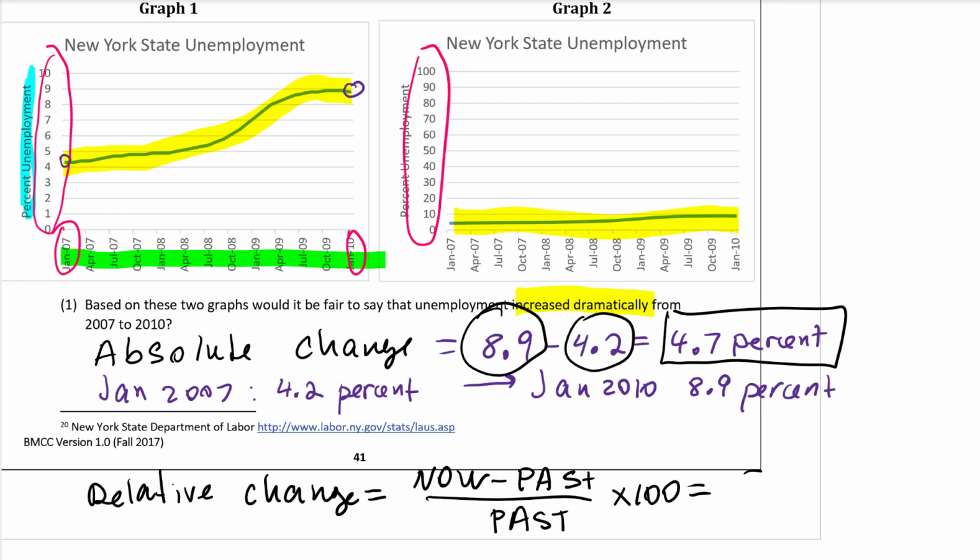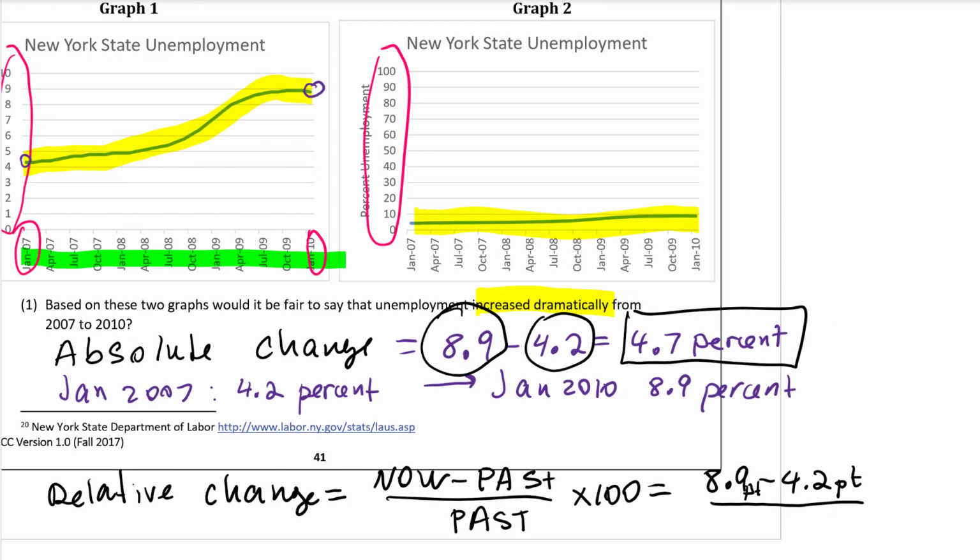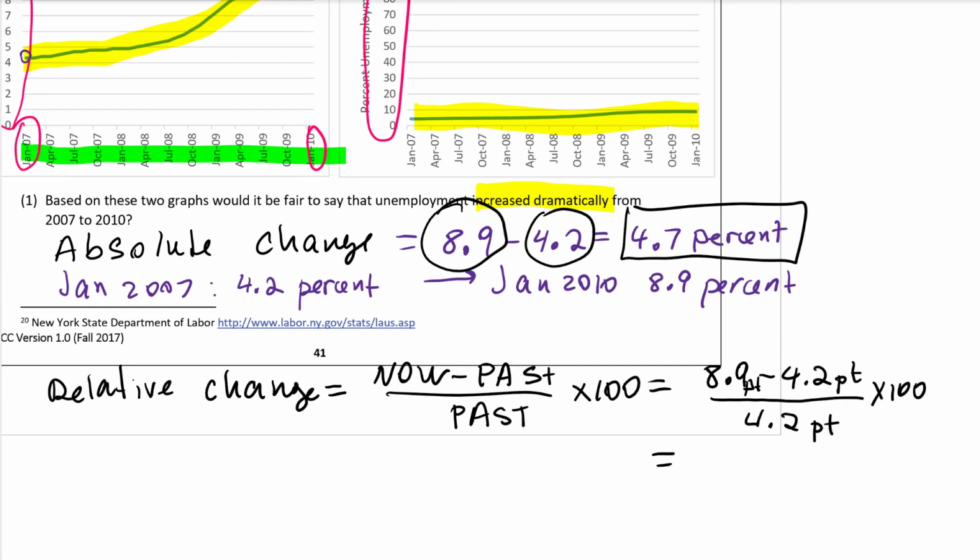So we got 8.9. Well, actually now minus the past. Yes, so 8.9 minus 4.2. We can even write it as a percent. Instead of using the percent symbol, I use PT, just not to get confused with the fact that I am still finding the relative change. So that means we're going to divide it by the past amount, which is 4.2. So I'm going to grab my calculator and get the result, multiplying it by 100 as well.